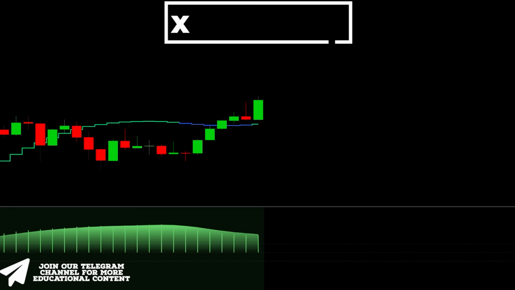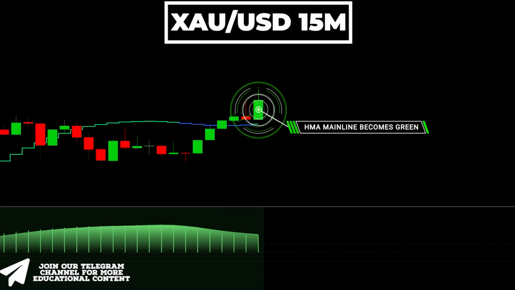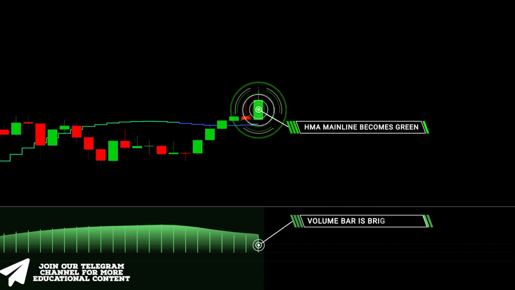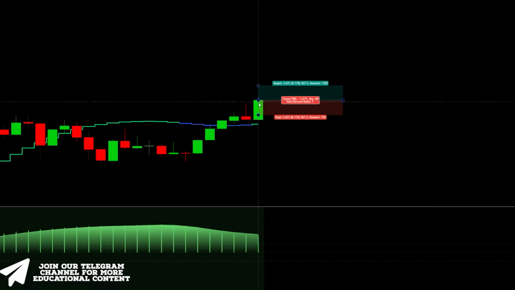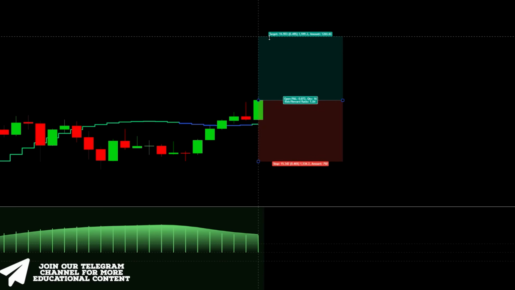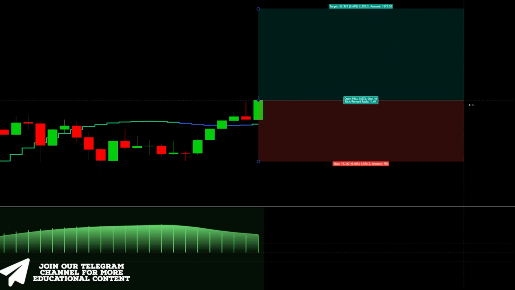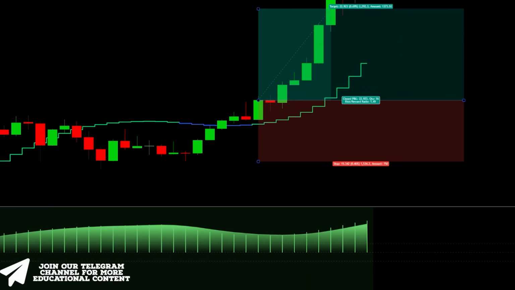Here's gold, a 15-minute time frame. First of all, the HMA mainline becomes green, so that we get a buy signal. Then, the volume bar has a bright green color, offering us a trade confirmation. We set the stop order just below the most recent low and aim for a take profit using a 1.5 to 1 risk-to-reward ratio. Boom! The price hit our target almost instantly.